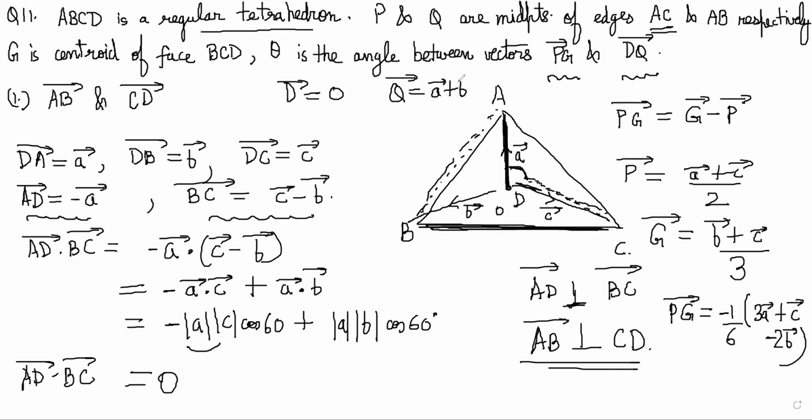So it is (a plus b) by 2. Therefore, DQ vector simply becomes (a plus b) by 2. Now, to find the actual angle between them, I have to take the dot product between PG and DQ. So you will do PG dot product with DQ, and that will become mod of PG, mod of DQ, and cos of the angle between them, cos theta, where theta is the angle between PG and DQ.